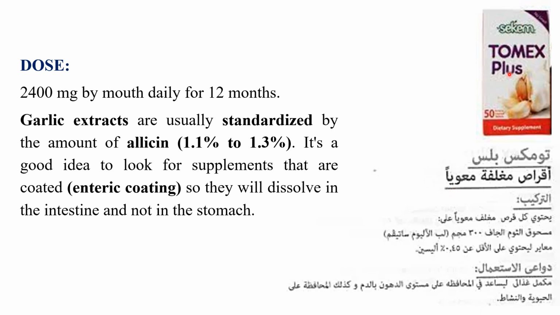This is the pamphlet of this product. It's in Arabic, but I will translate it in this video. Its name is Tomix Plus. It's an enteric-coated tablet. They wrote also that each tablet contains dried garlic extract, 300 milligrams, standardized to 0.45 percent allicin, and they stated that this supplement is indicated for the treatment of hypercholesterolemia and also for general well-being and to support body energy.